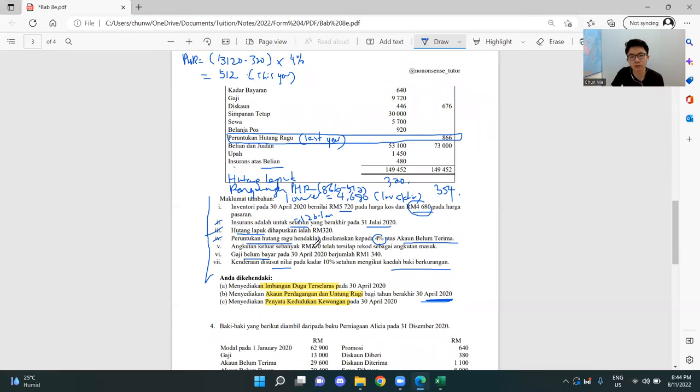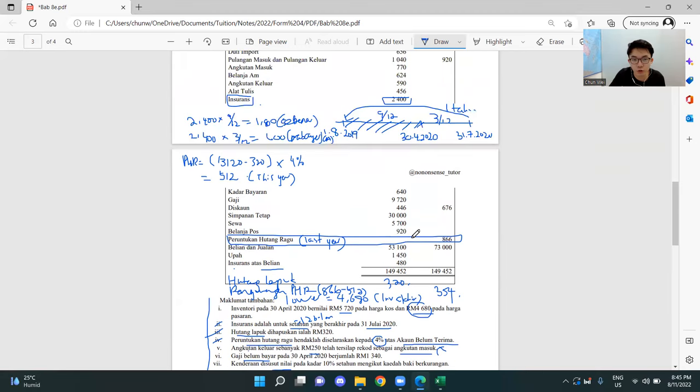1, 2, 3, 4, number 5. Angkutan keluar sebanyak 250 telah tersilap direkod sebagai angkutan masuk. Let me read it again. Angkutan keluar sebanyak 250. So, meaning there is an angkutan keluar, 250. But you wrongly recorded it as angkutan masuk. Meaning, I accidentally put it into my angkutan masuk. So now I have to take it out from my angkutan masuk and put it into my angkutan keluar. That's why it says this amount is wrongly recorded.